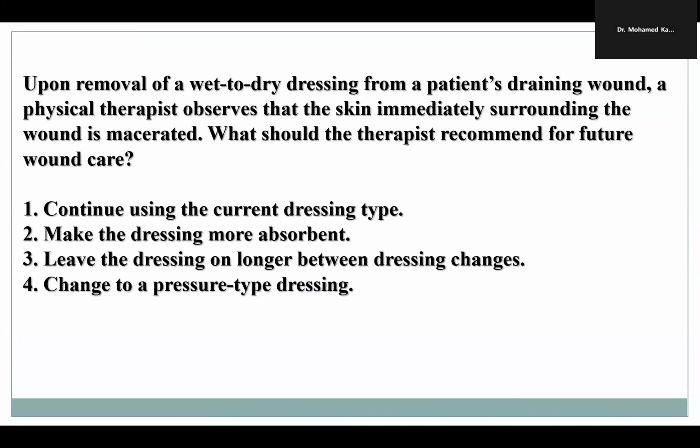Upon removal of a wet to dry dressing from a patient's draining wound, the physical therapist observes that the skin immediately surrounding the wound is macerated. What is the meaning of that? Let's imagine that this is a wound area, and the area around it is called the peri-wound, the surrounding area around the wound. You have applied some wet to dry dressing, you left it until it dried, and you removed it.